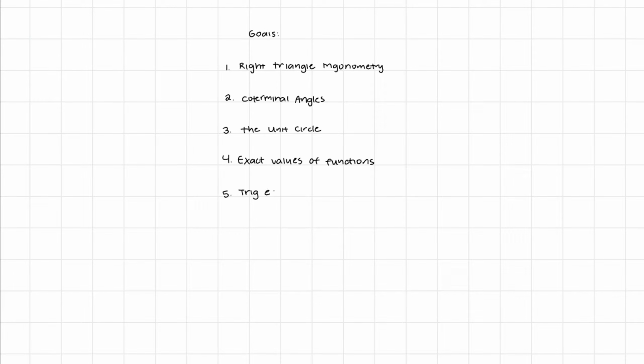Today we're going to cover right triangle trigonometry, coterminal angles, the unit circle, exact values of functions, and trig equations and identities. So first we'll go over the two special right triangles. First, the 30, 60, 90 triangle. I'm just going to draw it really quick. As you can see, the sides would be x radical 3, x, and 2x.